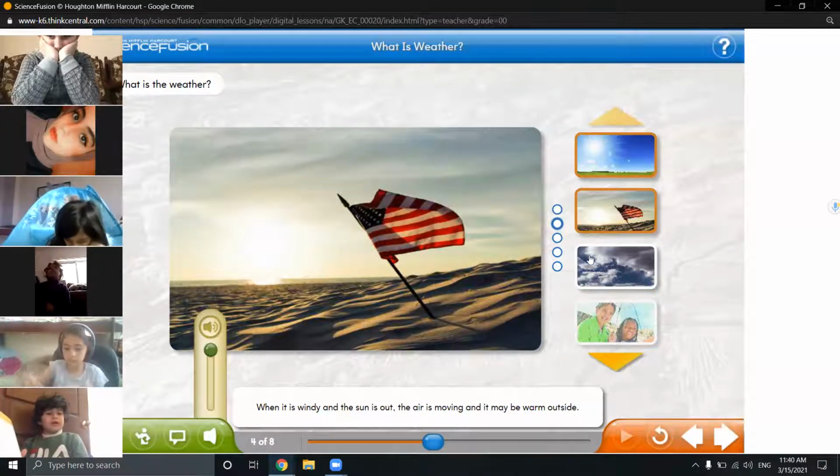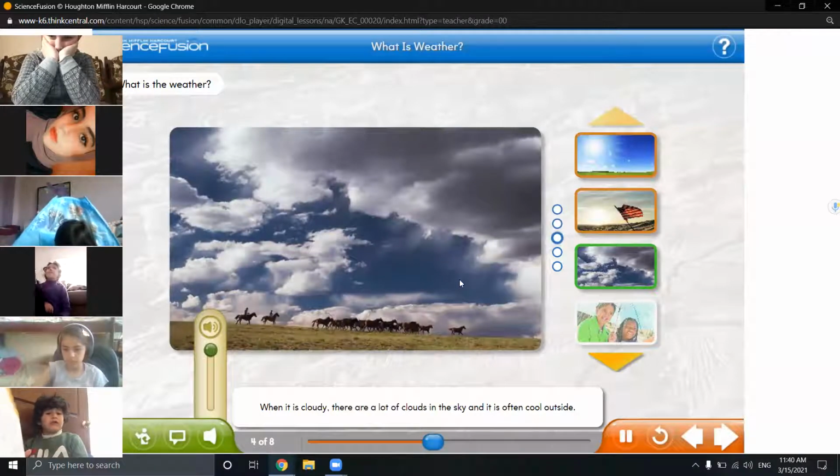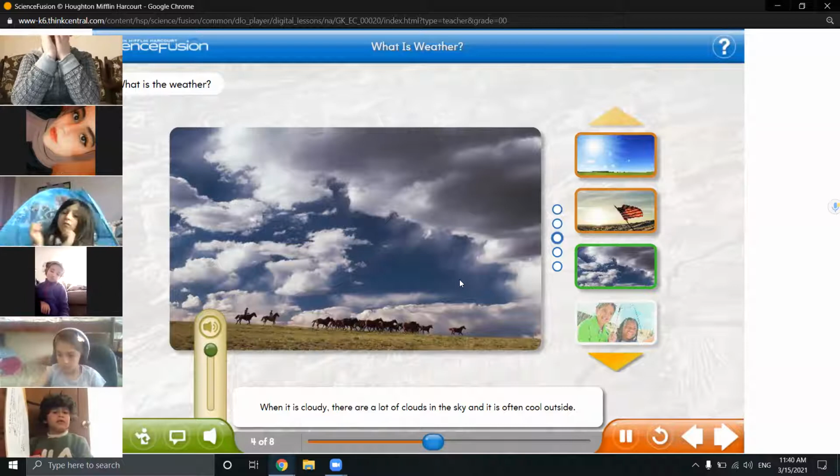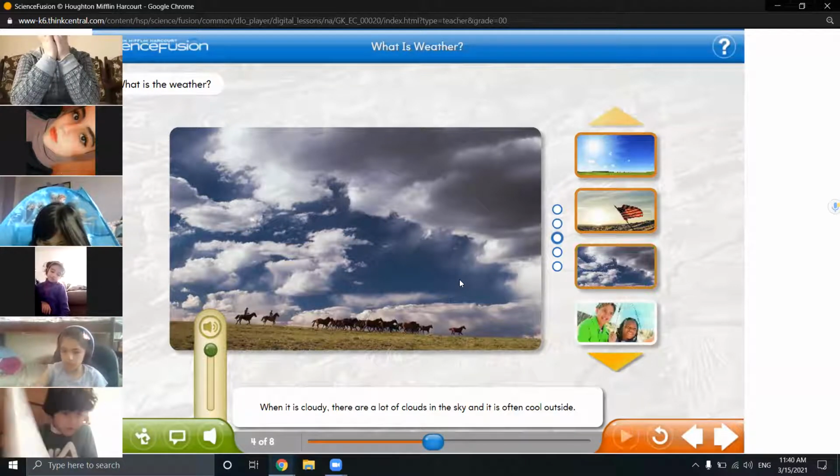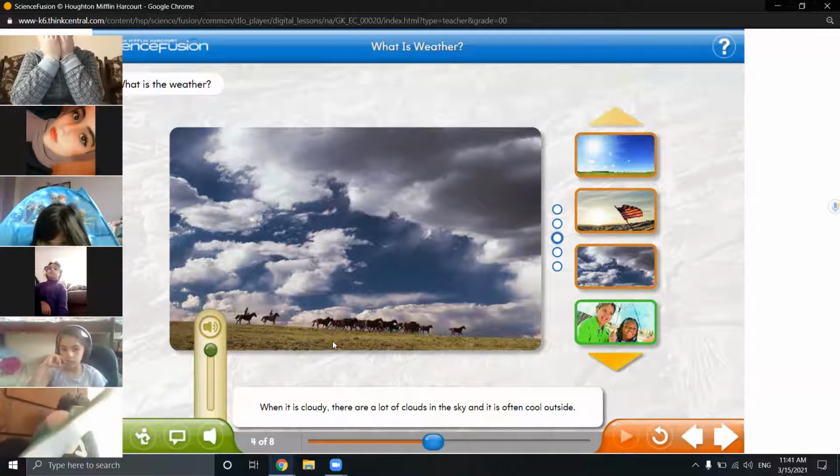Okay, let's see the third picture. When it is cloudy, there are a lot of clouds in the sky, and it is often cool outside. So they're telling us when it's cloudy, there are a lot of clouds in the sky and it is often cool outside, okay? Cool means like cold, okay?